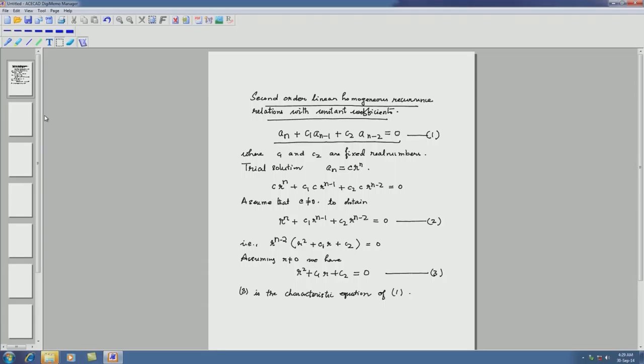Now, the first observation that we have over here is that the recurrence relation has been transformed to an algebraic equation. Thus, in a way, the solution of 1 is transformed to the problem of solving 3, which is an algebraic equation and for which we have established methods of solution. Now, we start with an example.